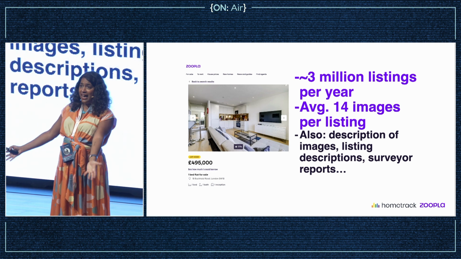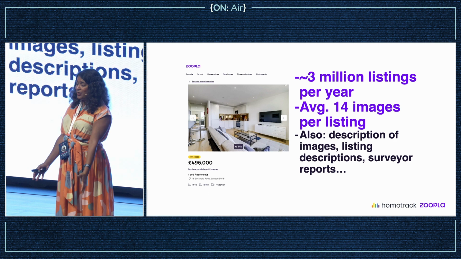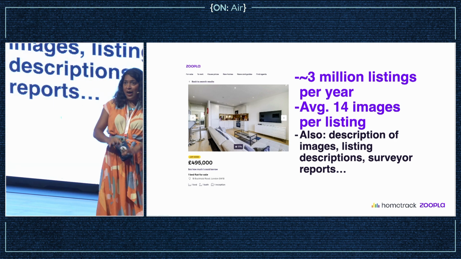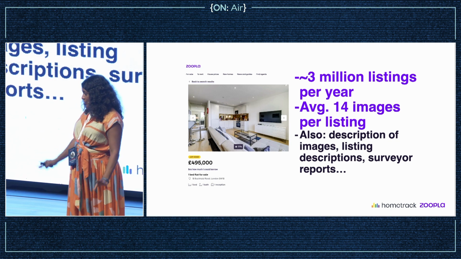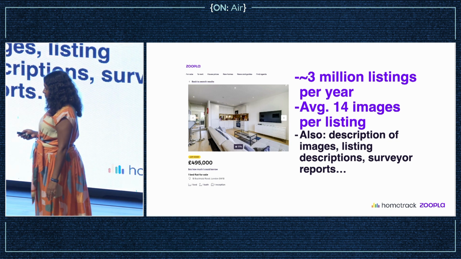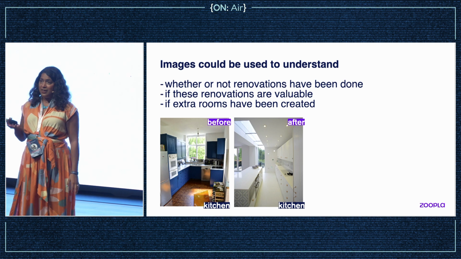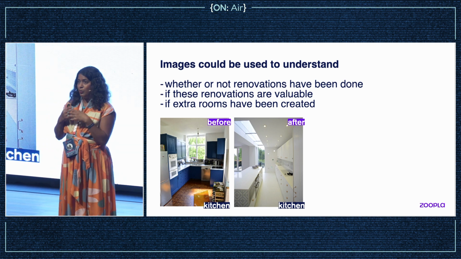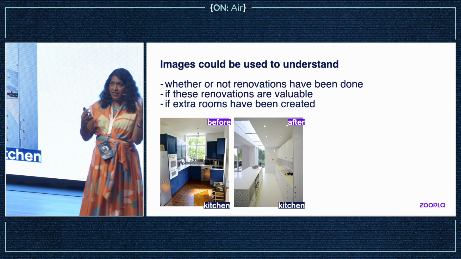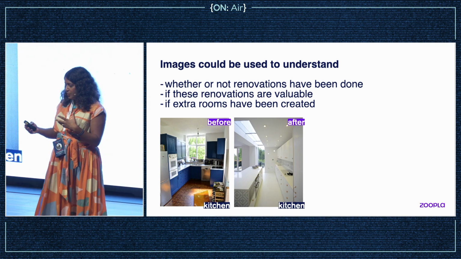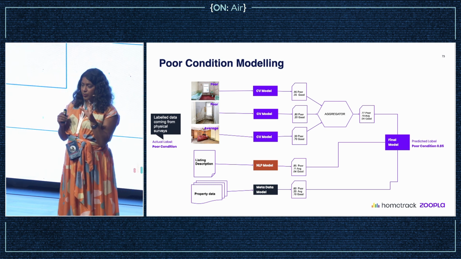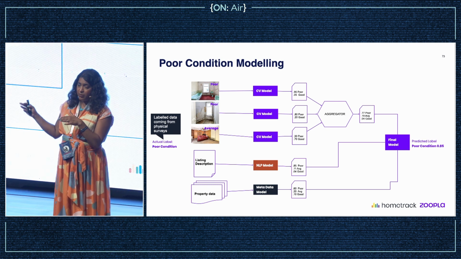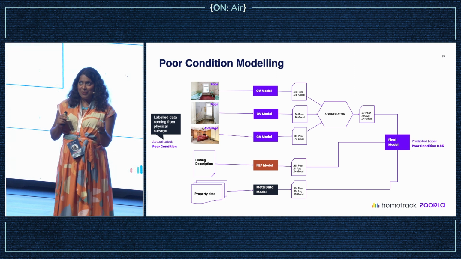So what's really great about being across Zoopla and HomeTrack is we have access to all the data that agents upload to our website. So we have about 3 million listings every year with an average of 14 images per listing. So that is a huge amount of data we get to work with. So we thought, well, we could use these images to understand if a property has changed. Have they done renovations? Have they added a room?